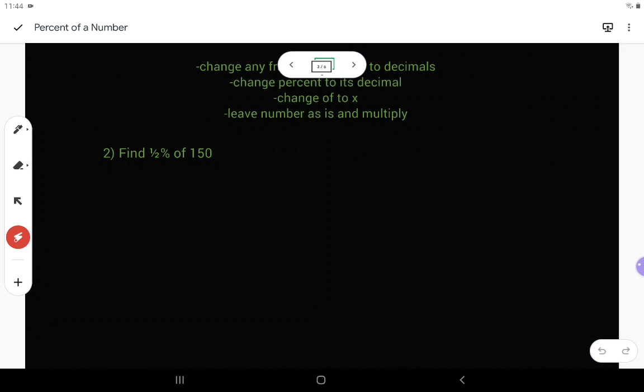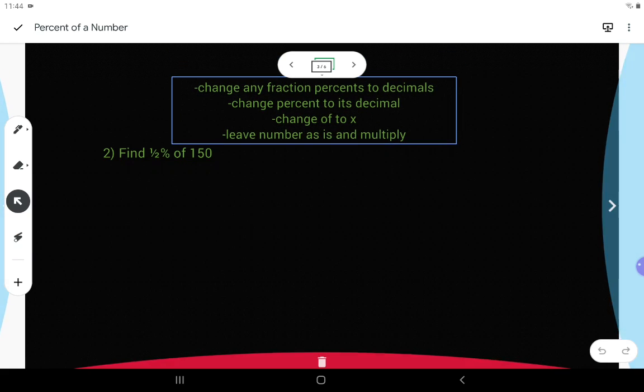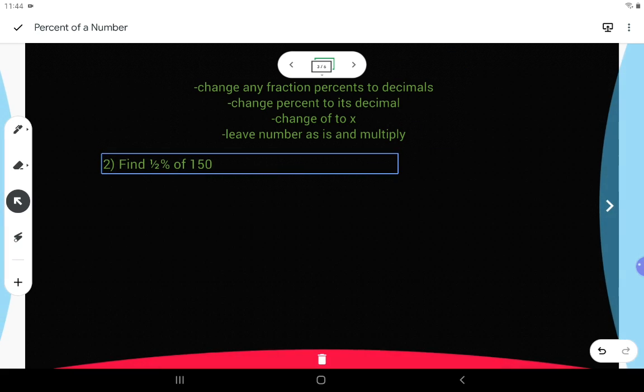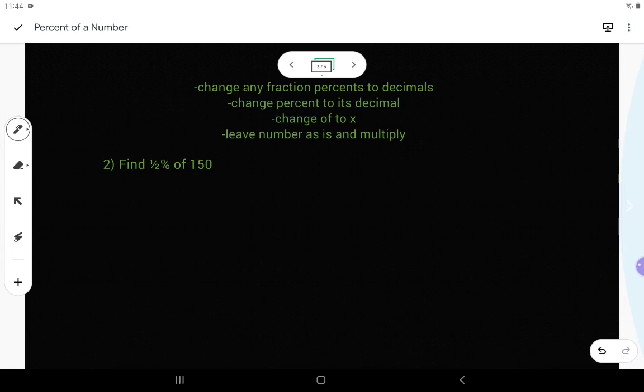Now I've got a fraction in my percent. Okay, so I'm going to pull this down here a little bit. I didn't realize it was going to get blocked on my tablet. So the first thing I need to do is change any fraction percents to decimal. So this says find 1/2%. That's no good. I don't want that. I need to rewrite 1/2% as its decimal equivalent.